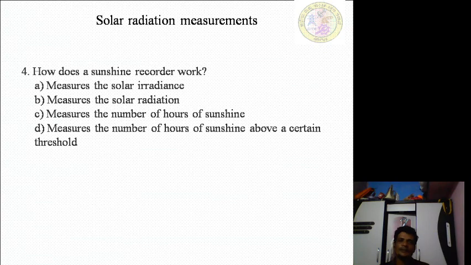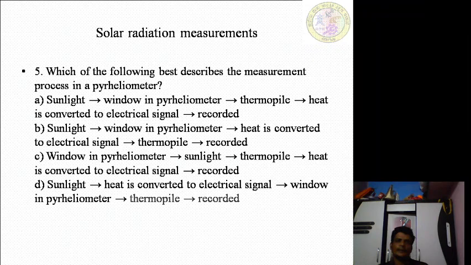We go through the next question. How does a sunshine recorder work? The options are A. Measure the solar irradiance. B. Measure the solar radiation. C. Measure the number of hours of sunshine. D. Measure the number of hours of sunshine above a certain threshold. The answer is D. Measure the number of hours of sunshine above a certain threshold.